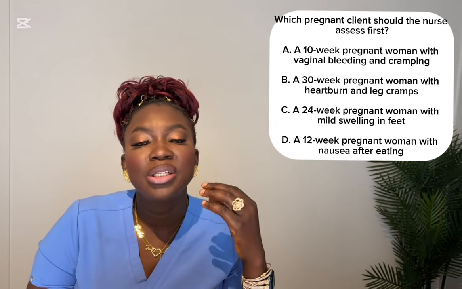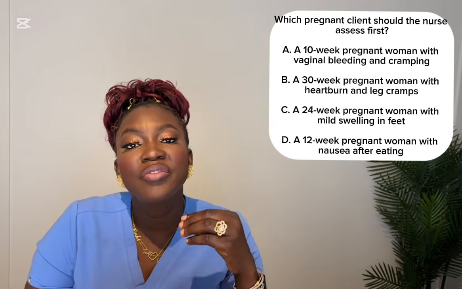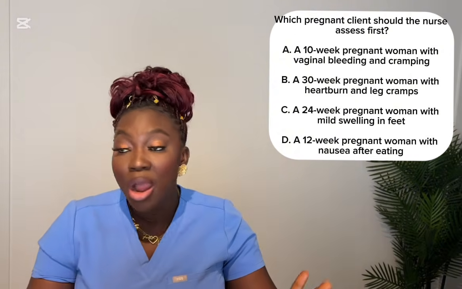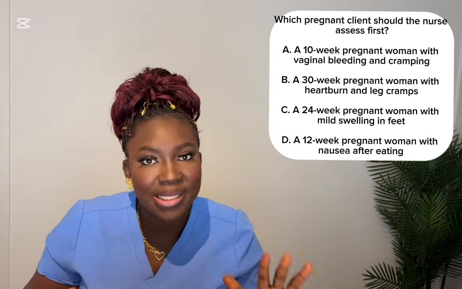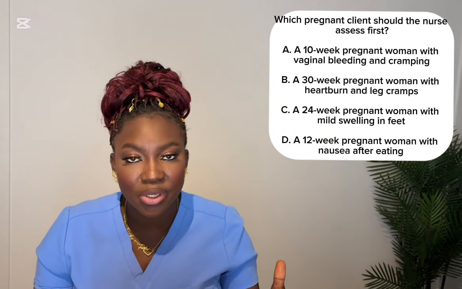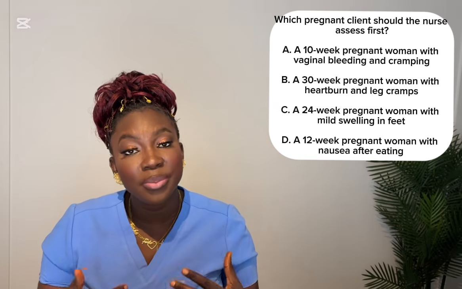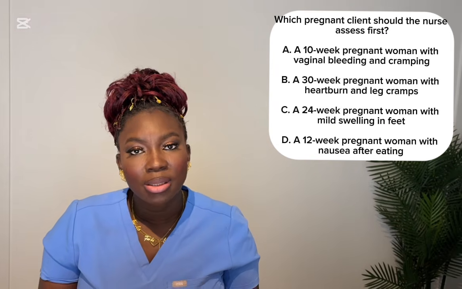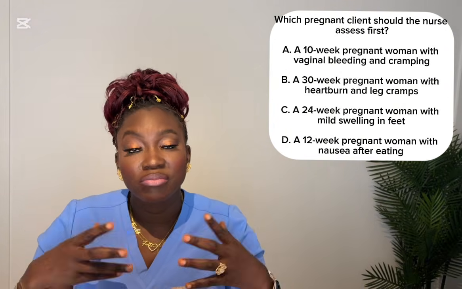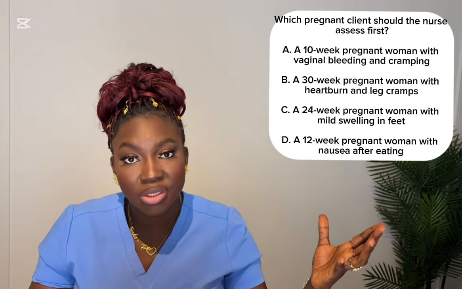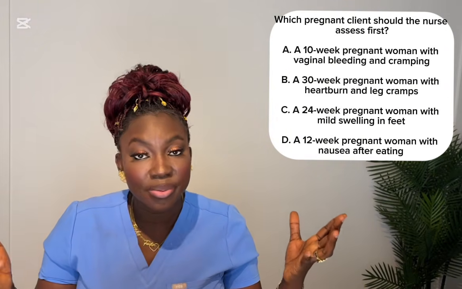A 12-week pregnant woman with nausea and vomiting, morning sickness, it's not life-threatening. Except if the pregnant woman is having hyperemesis gravidarum, that is continuous nausea and vomiting. They can't keep anything down. That will cause electrolyte imbalance, because the baby in them needs oxygen and electrolytes. The mother has to be well for the baby to be well. That can be life-threatening. But they're just having regular morning sickness, nausea and vomiting. It's not life-threatening at this point, okay?